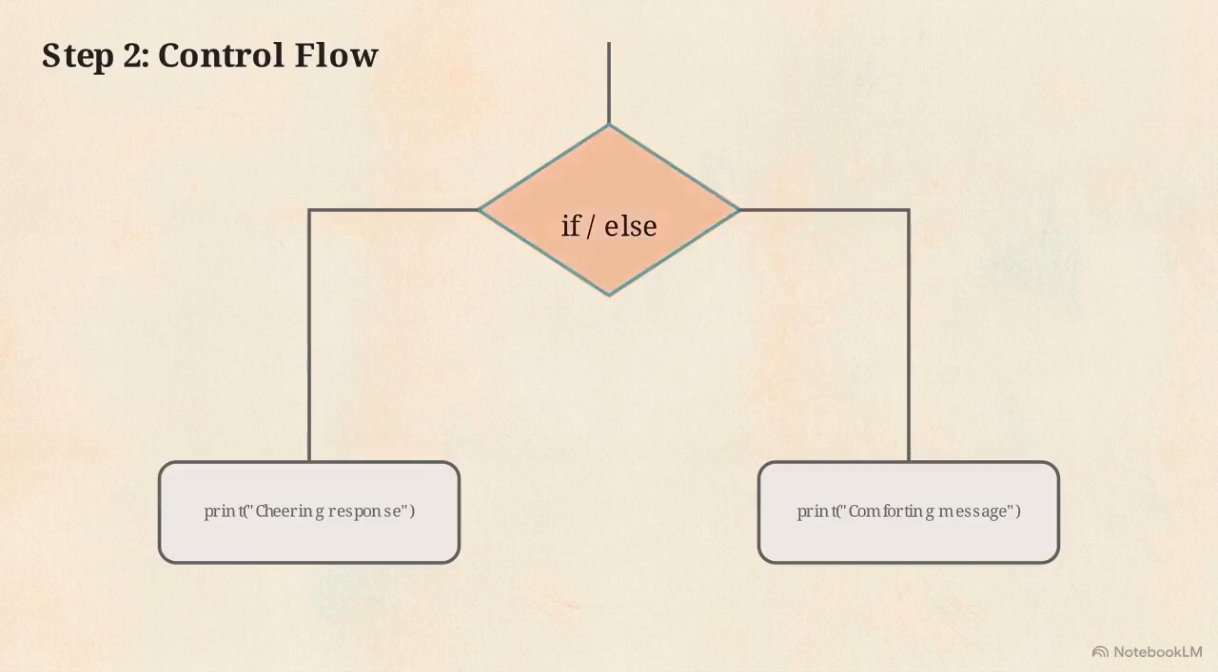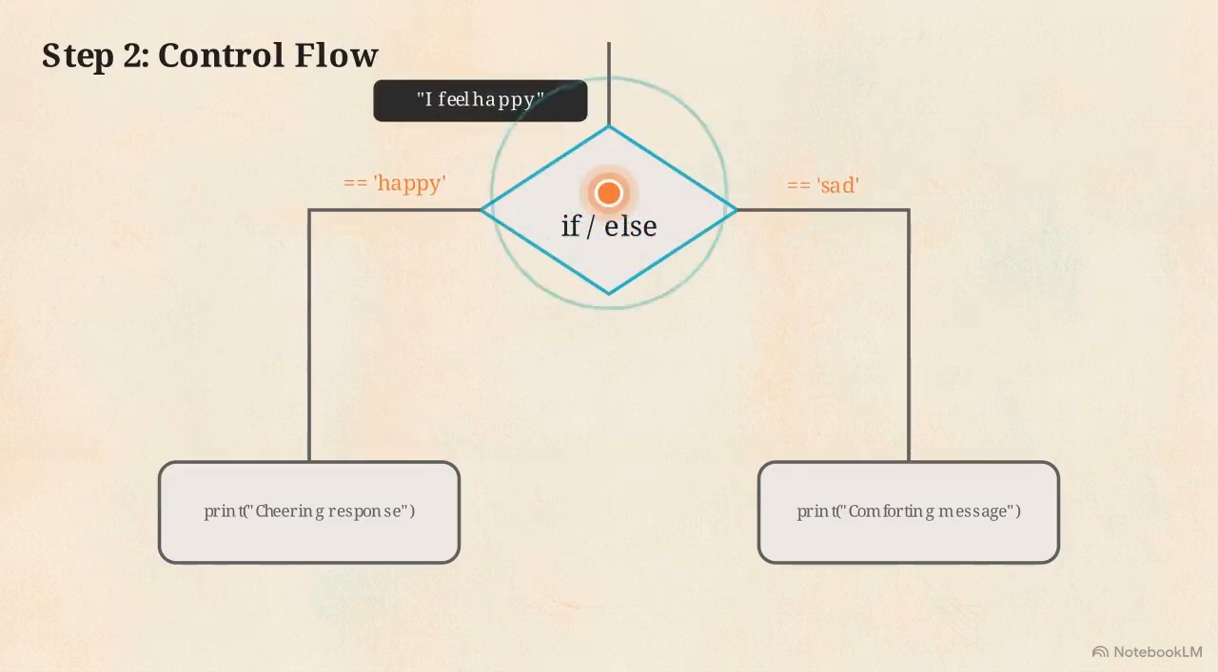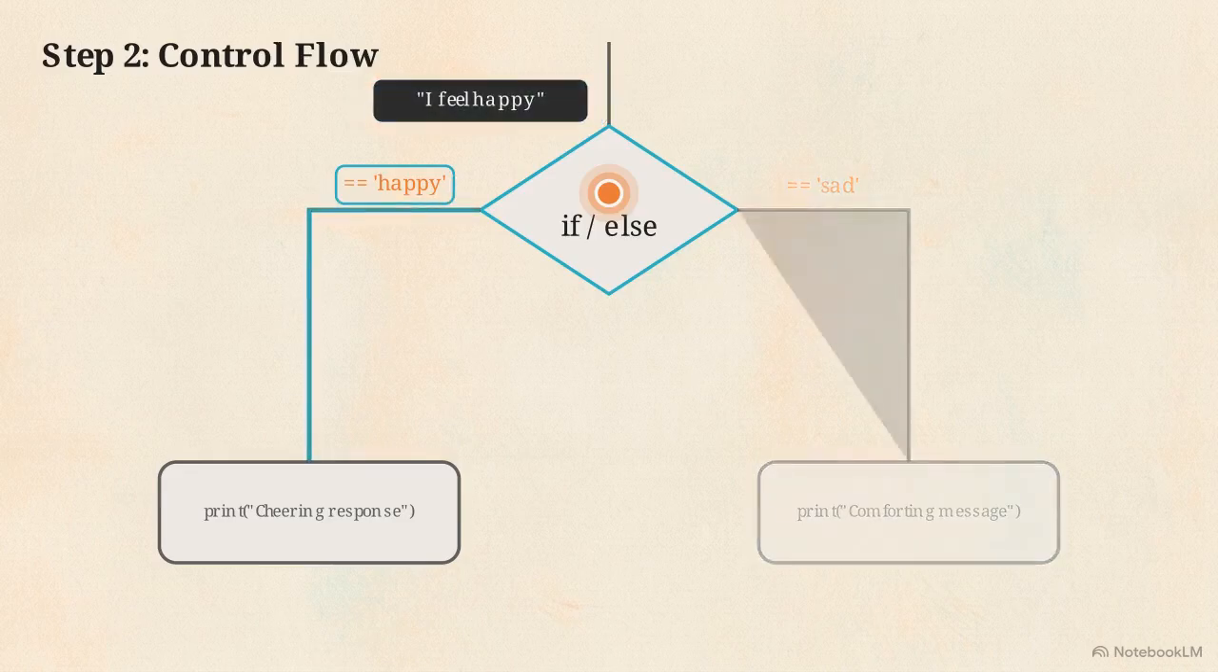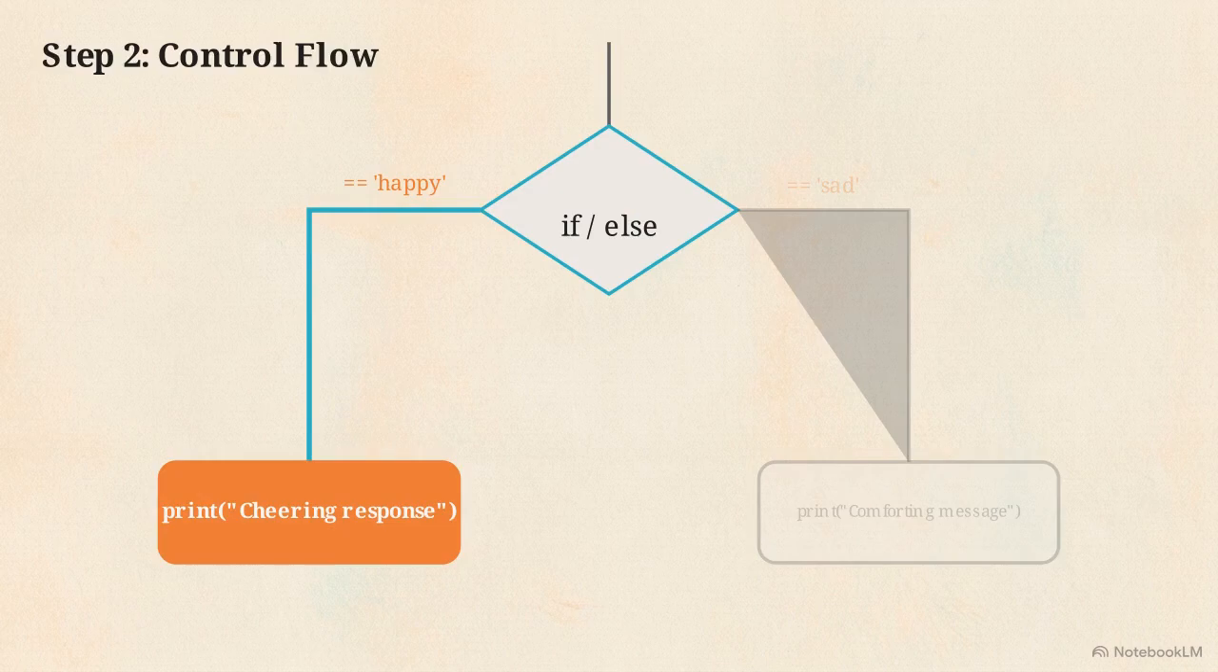This flowchart illustrates an if-else statement. It creates a logical crossroads. The code evaluates the user's answer, checks for specific keywords like happy or sad, and then chooses a path to deliver a specific response based on those words.